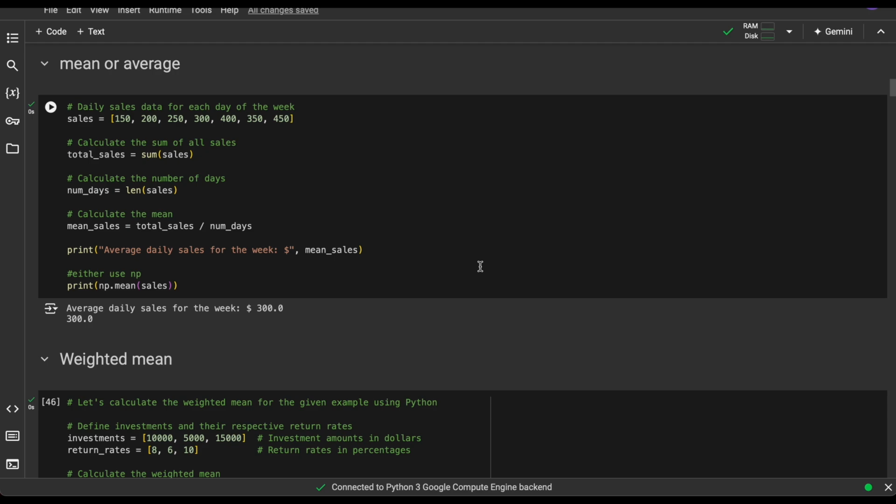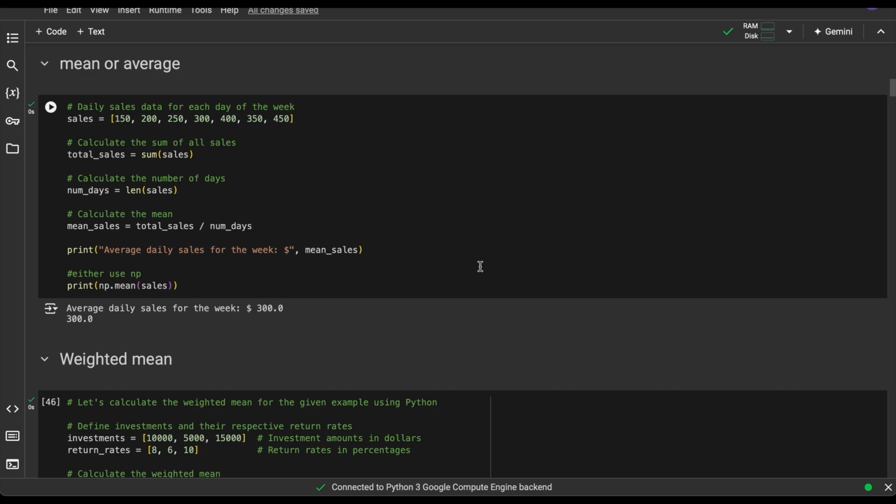Now let's discuss some fundamental statistics, starting with the mean or average. The formula for calculating the mean is straightforward. In practical terms, the mean helps us understand the central tendency of a data set. It provides a single value that summarizes a group of numbers.